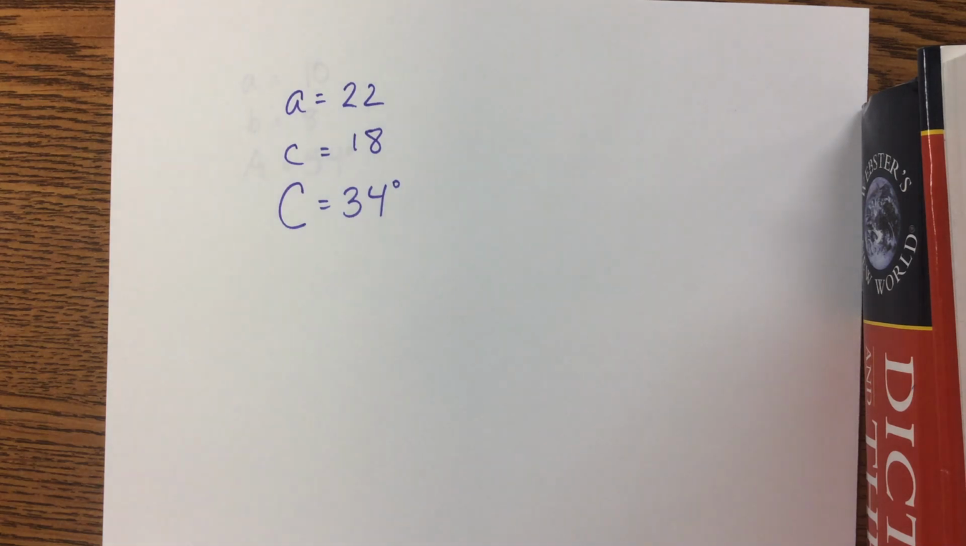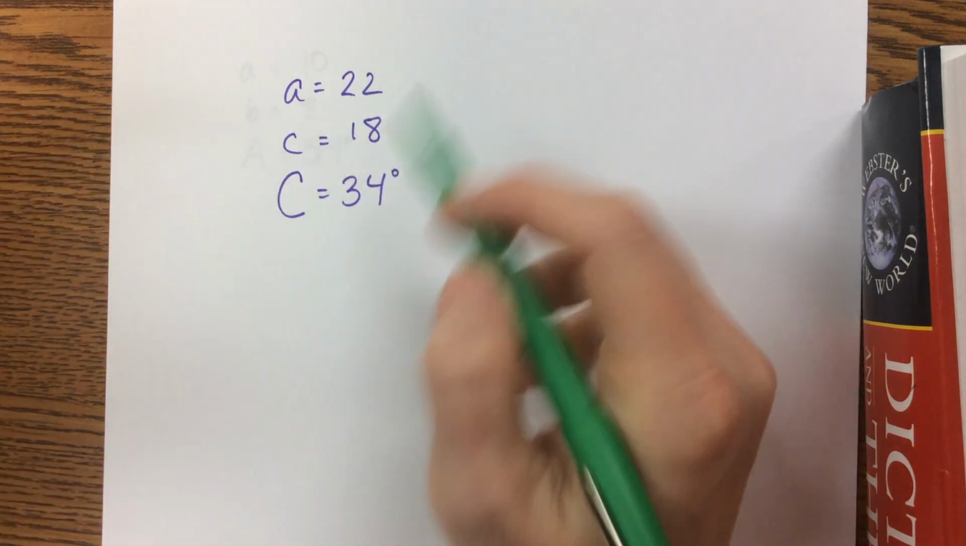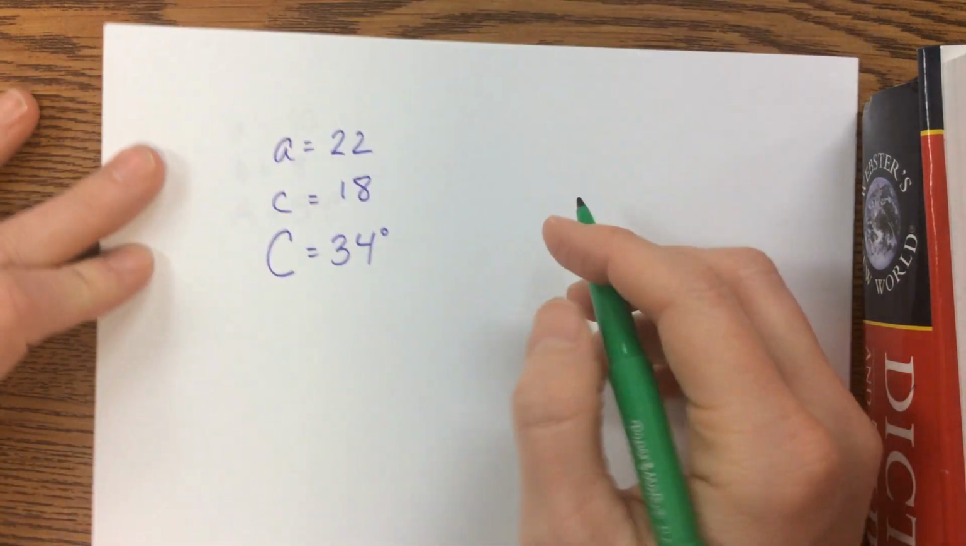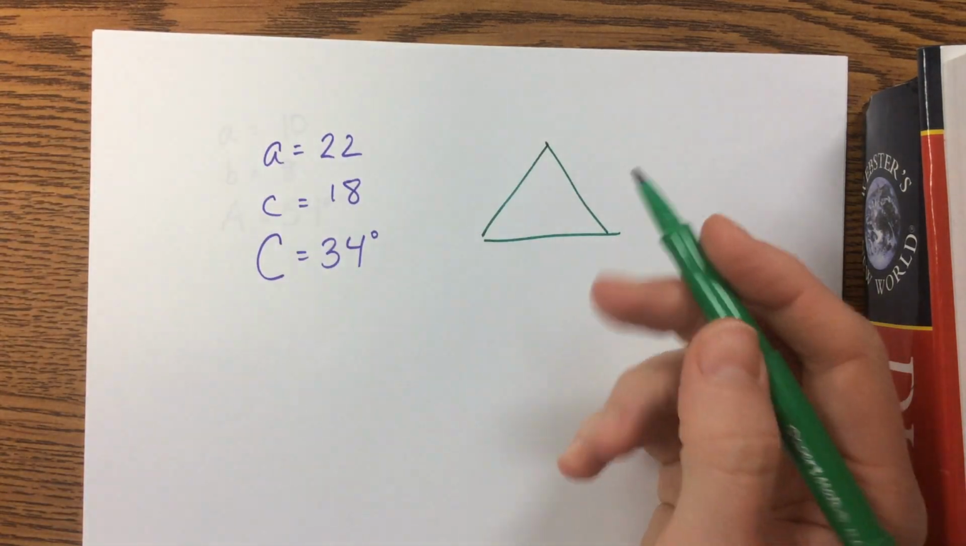In this video, we're going to look at a few situations with the ambiguous case. We're using the law of sines. The first thing, they'll give you some information. I keep using A, B, and C, but it doesn't have to be A, B, and C. First thing I'm going to do is draw a triangle. I don't really even care what it looks like.